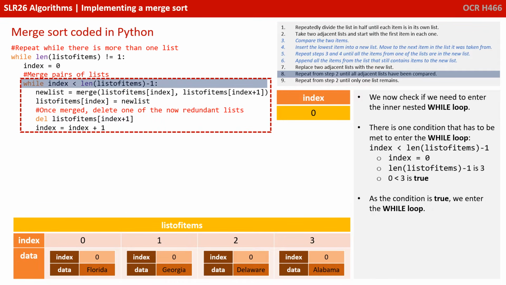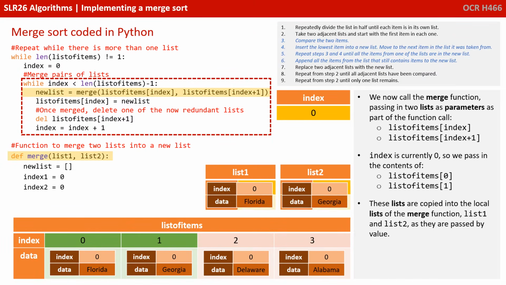We now check if we need to enter the inner nested while loop. Now there's one condition that has to be met to enter this while loop. Index is less than length of list of items minus 1. Well, index is 0. Length of list of items minus 1 is 3. So 0 is less than 3 is true. As the condition is true, we enter the inner nested while loop.